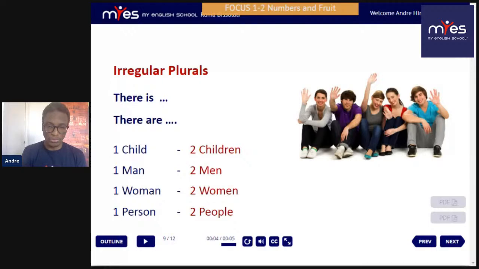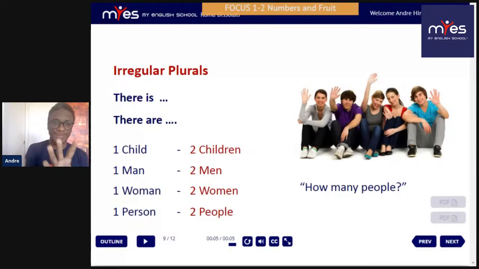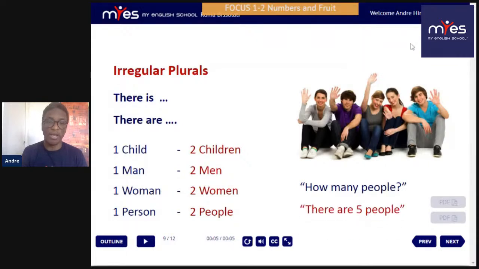Let's continue. So in this picture, how many people are in this picture? Can you remember the numbers? So we've got one, two, three, four, five. So it's plural. So there are five people. Remember, people is the plural. So there are five people.